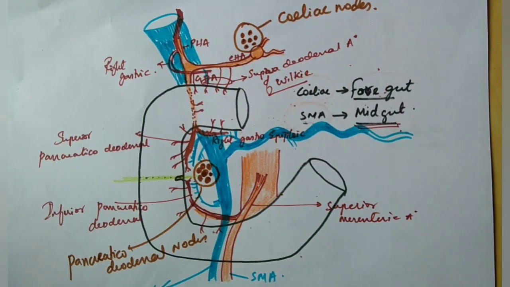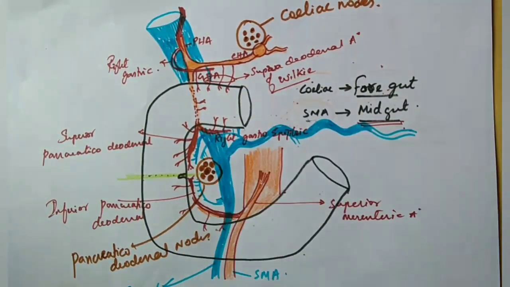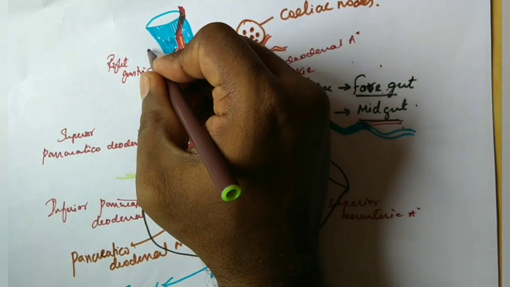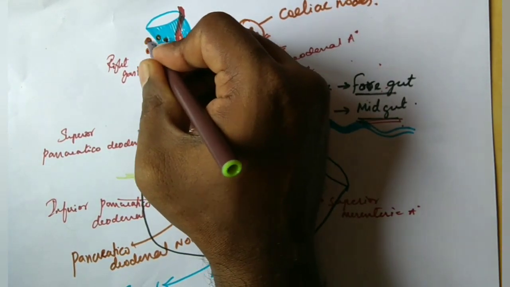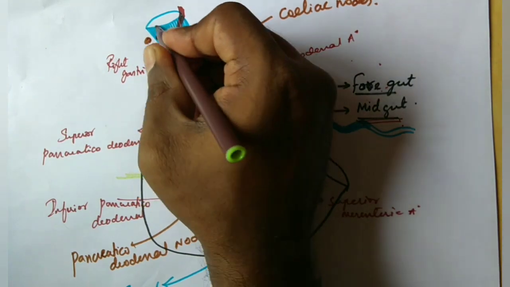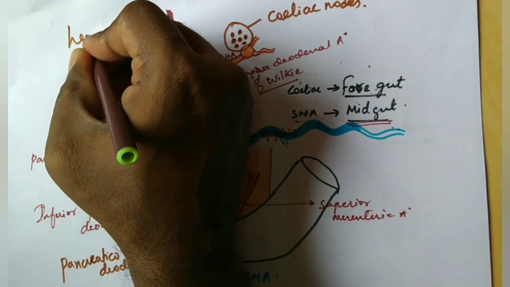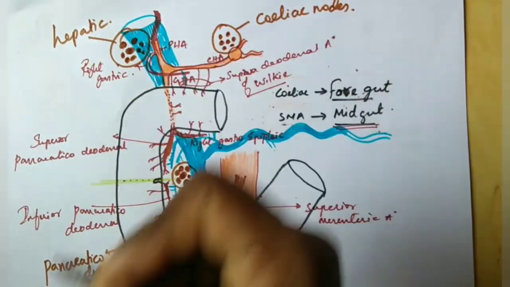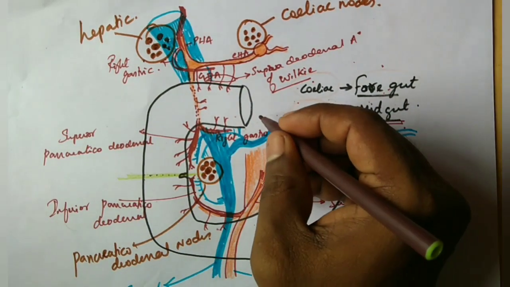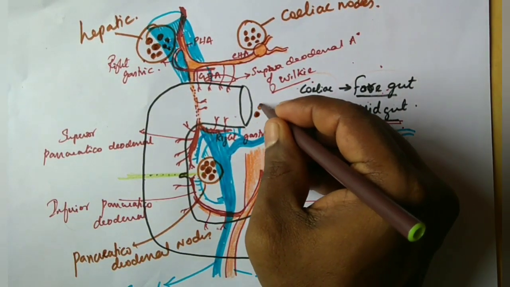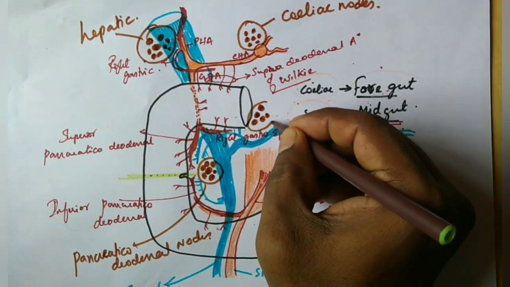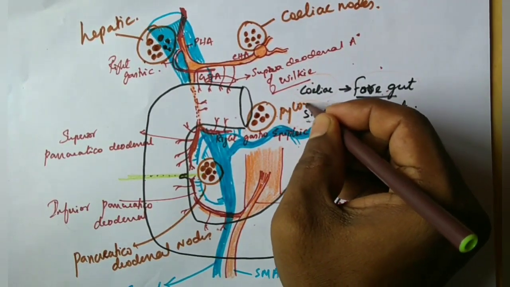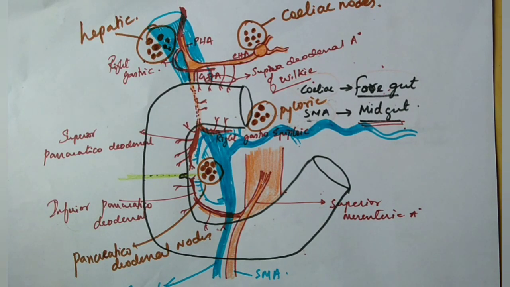Next, we need to know about the nodes which are associated with the hepatic artery and the liver. These are the hepatic nodes. Next, some nodes associated with the pyloric end of the stomach. These are the pyloric nodes.